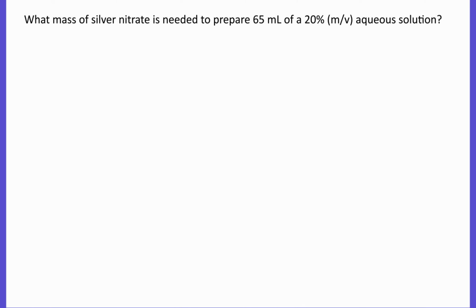Otherwise, if it's a mass volume, it would look more like this one, right? And this is asking me what mass of silver nitrate is needed to prepare 65 milliliters of a 20% mass volume aqueous solution. So this I'd actually set up a lot like it was a partial pressure problem from last chapter. I'd take my percent, which is 20, right? I would make that into a fraction personally, and then just set up a ratio on the other side that'll be grams over milliliters. I know my 65 milliliters. I just need to solve for x in this case. So that's how I would solve this.